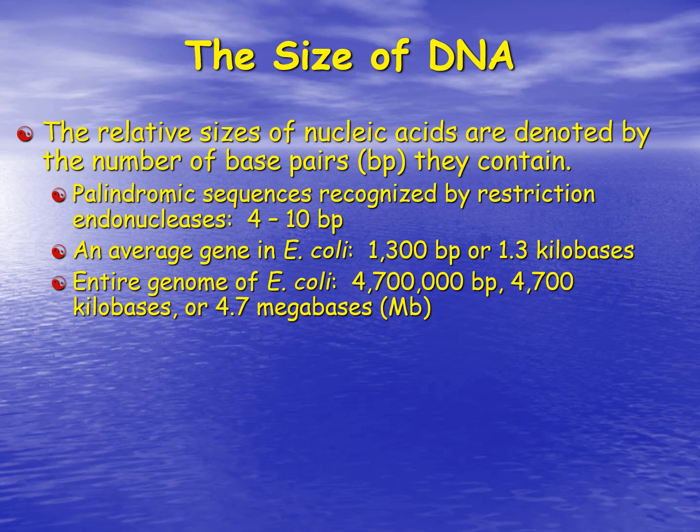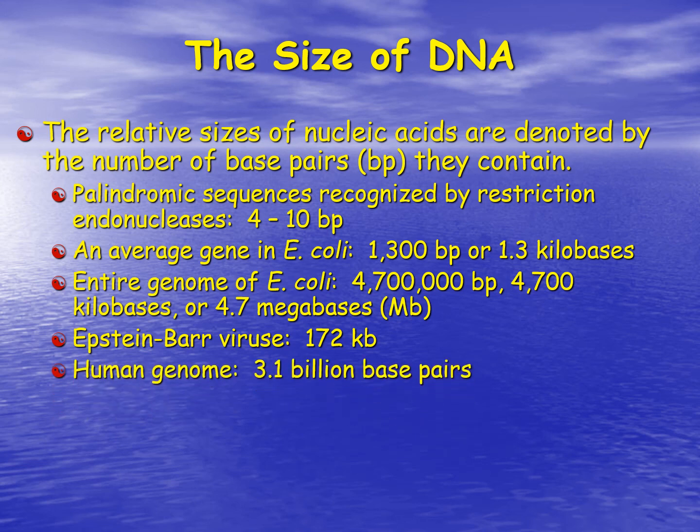The entire genome of E. coli is about 4,700,000 base pairs, 4,700 kilobase pairs, or we could even say 4.7 megabases. The Epstein-Barr virus's entire genome is only made up of 172 kilobases, or 172,000 base pairs, whereas the human genome is about 3.1 to 3.2 billion base pairs.